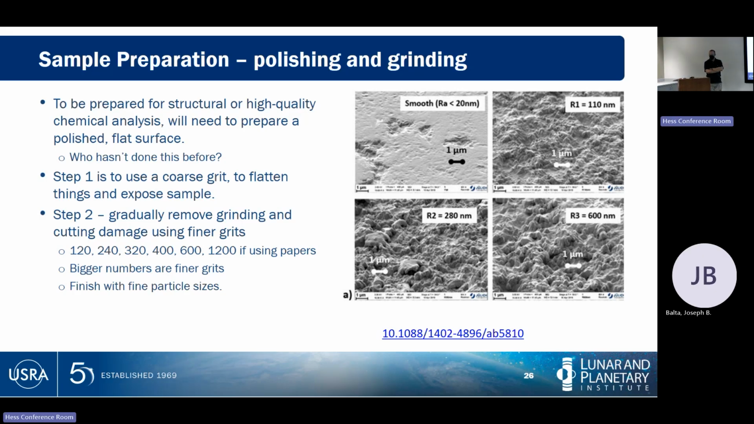Who has not done this before? Has everybody else polished a sample before? Okay, so we'll get a chance to do this a little later. Giving you the intro now. Basically, this is like doing it with sandpaper. You go to gradually finer and finer grits, and that will improve the polish on the surface up to the point that you get a nice cross-section across your material. When you're doing this, stick in the back of your head that the bigger the number, that's the number of particles per unit area. So bigger numbers is a finer grain size.